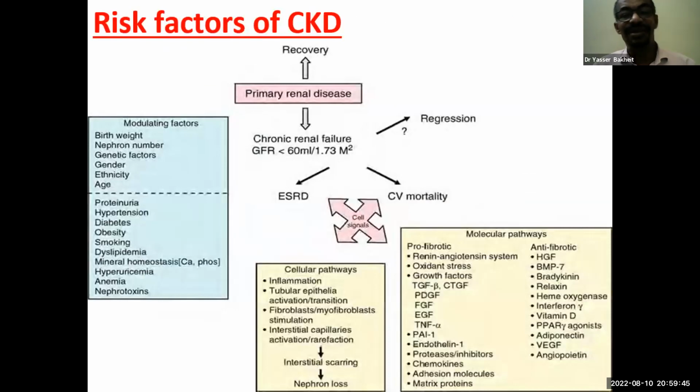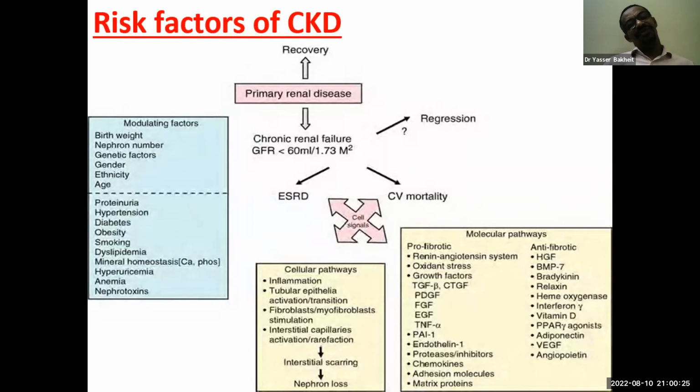The risk factors of chronic kidney disease: usually the birth weight. Low birth weight is a high risk factor to develop chronic kidney disease, along with the number of nephrons. Genetic factors, or some genetic diseases, can cause chronic kidney disease, and some genome changes in children can lead to chronic kidney disease.